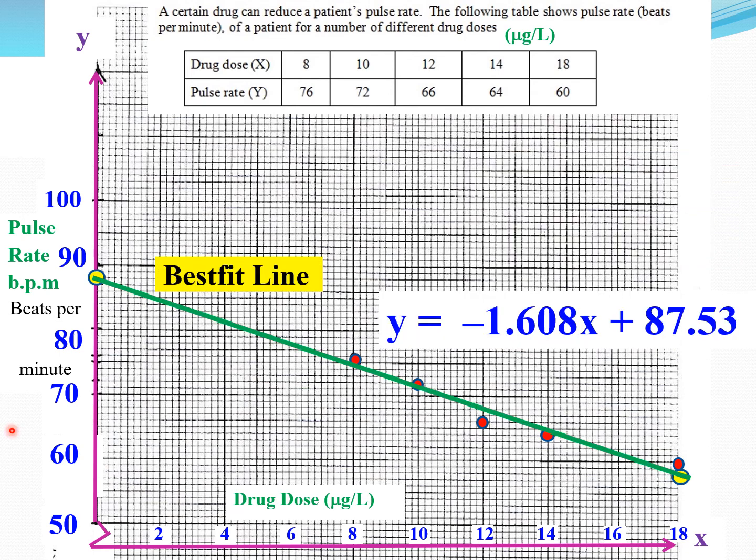So there's the 2 points plotted now. Then we just join them up, and that there now is the best fit line, and the equation of it is y equals minus 1.608x plus 87.53, and you see some of the points are above the line and some of them are below.